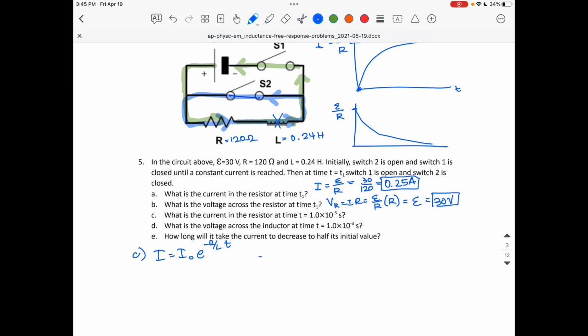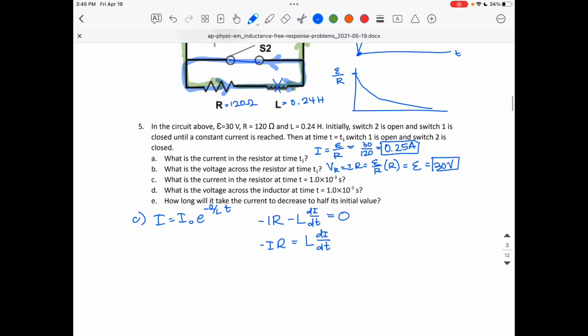We're going through the resistor. We're looking at the blue current this time, and we're going through the inductor, and we're not going through the battery. So this is all the elements that we have in this loop. And when we solve for our equation, we want to bring the time to the other side, the current to the right, so that we can integrate.